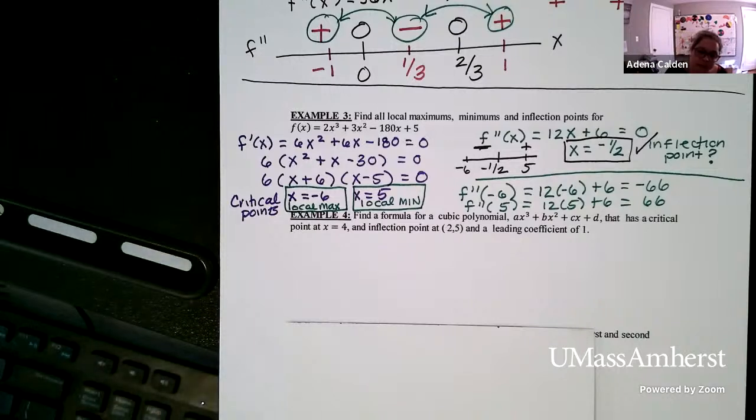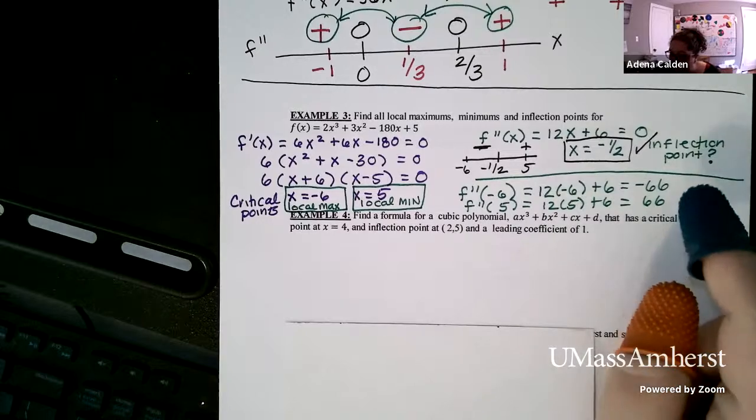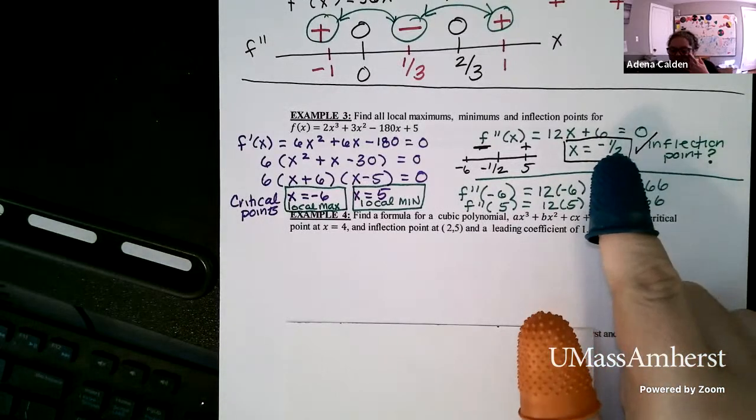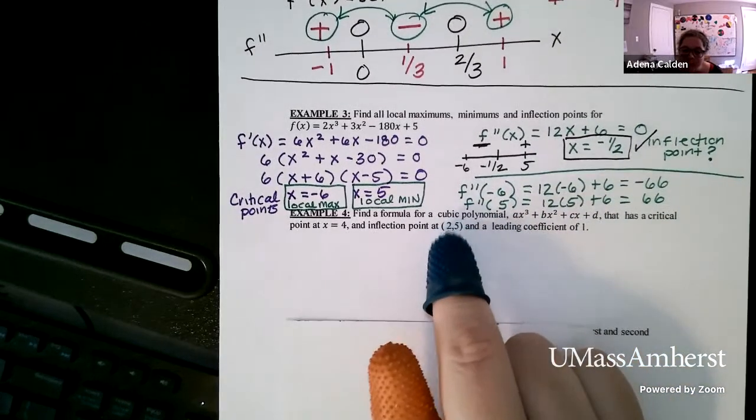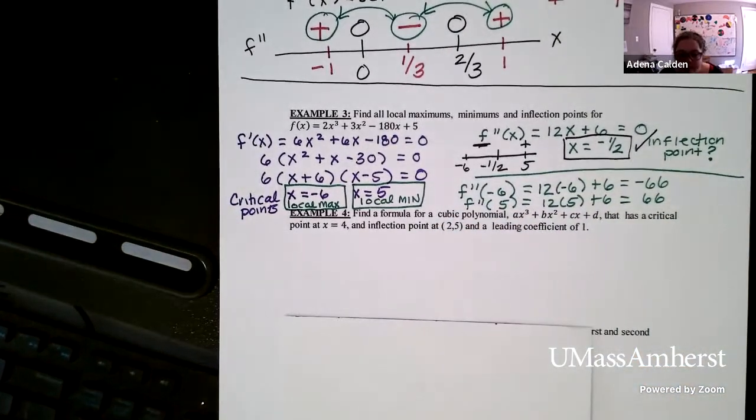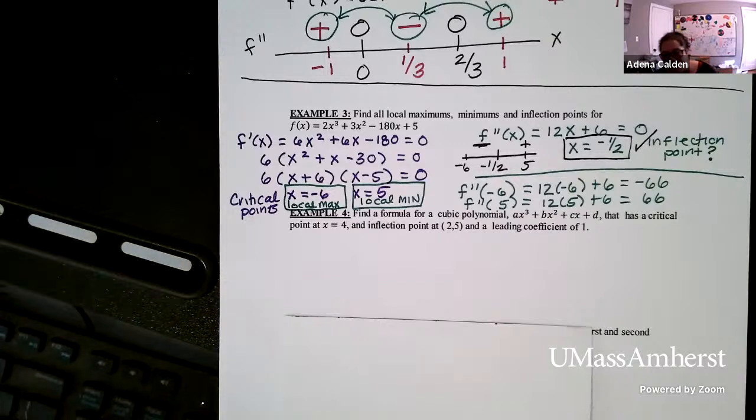And then inflection points, I want to point out that when we talk about the inflection point in terms of the second derivative, we are only ever looking at the x value, and that this point, (2, 5), is the point on the original function where that inflection point is. So we will only be using the x value when thinking about the second derivative.